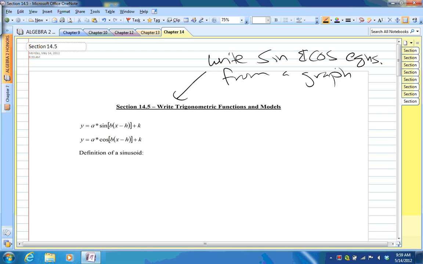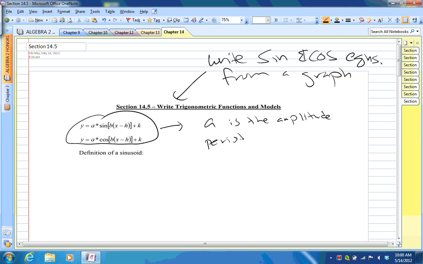Before we do that, just so you know, these right here are the general ways you can write a sine or cosine graph. A is the amplitude. Period equals 2 pi divided by b. H is a horizontal shift. And K is the vertical shift. So let's keep all that stuff in mind when we're going through these problems.